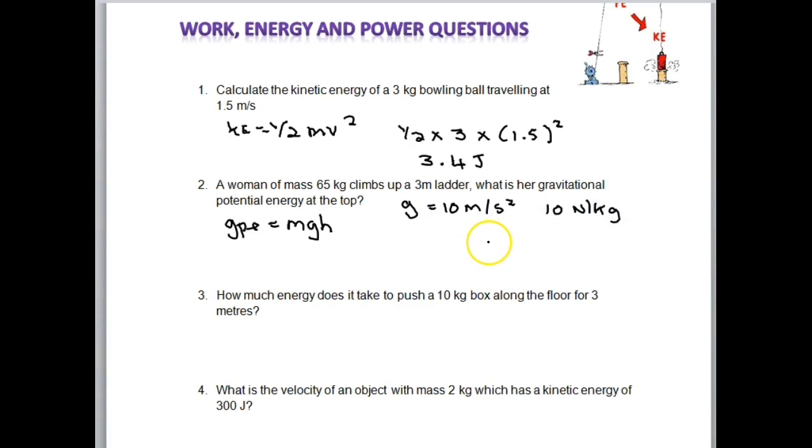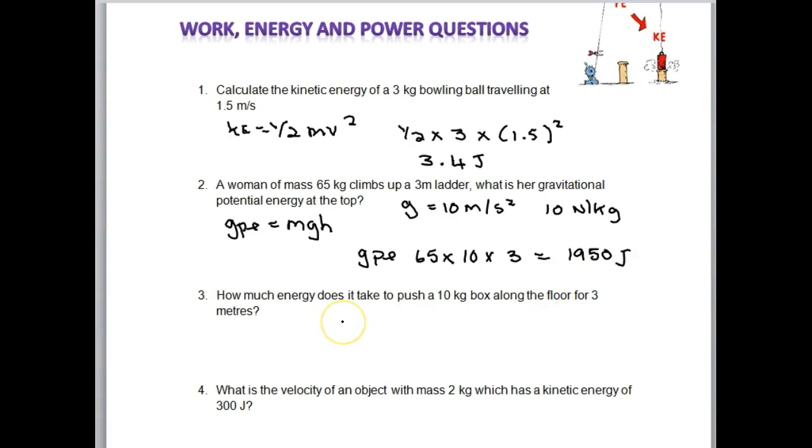Either way, we just need to substitute 10 into the equation. And so the GPE then becomes 65 times 10 times 3, which gives us an answer of 1,950 joules.